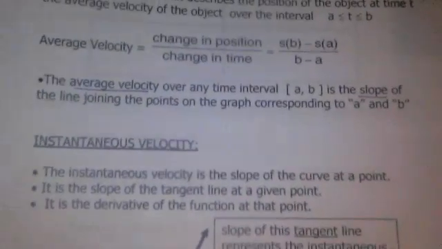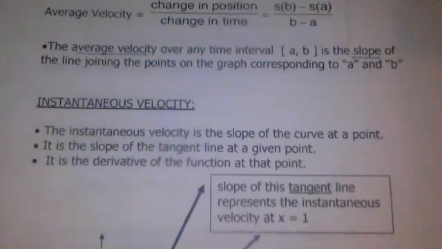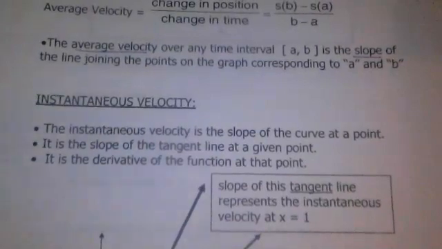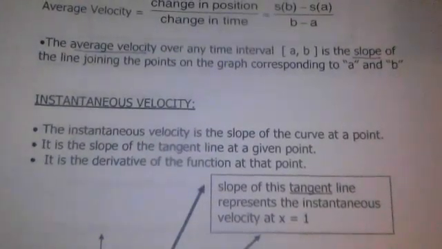Now, instantaneous velocity, that's the new concept. Instantaneous velocity is the slope of a curve at a given point. So how do we find the slope if it's supposed to be y minus y over x minus x if there's just one point? And that's where the calculus is going to come in. But for today, we're just going to say that the slope of the tangent line is our instantaneous velocity.